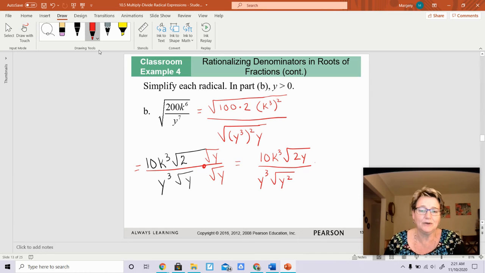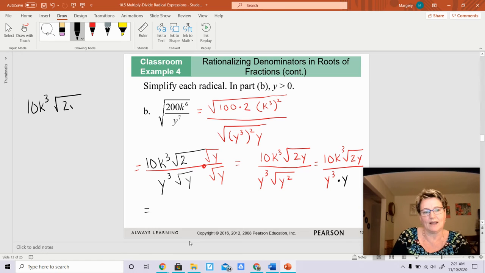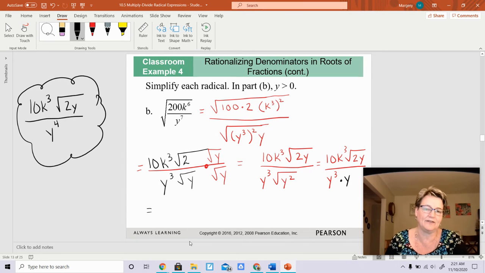Now, you guys have to notice, and I'll try to change the colors. I can't do anything with this part, but I do know that the square root of y squared is just y. Now in the denominator, y to the third times y to the first is y to the fourth. So your answer is going to be 10k to the third times the square root of 2y all over y to the fourth. And you're finished. You can't simplify it any further.